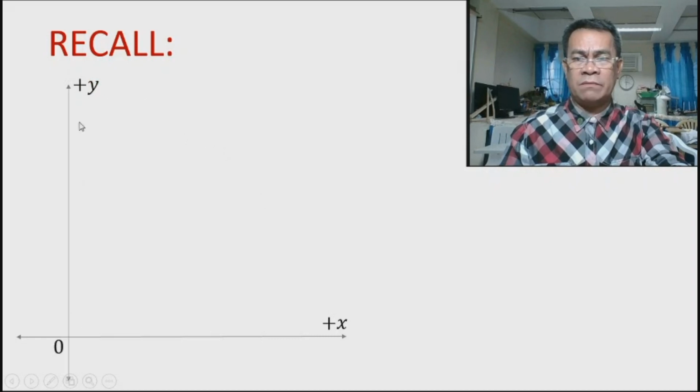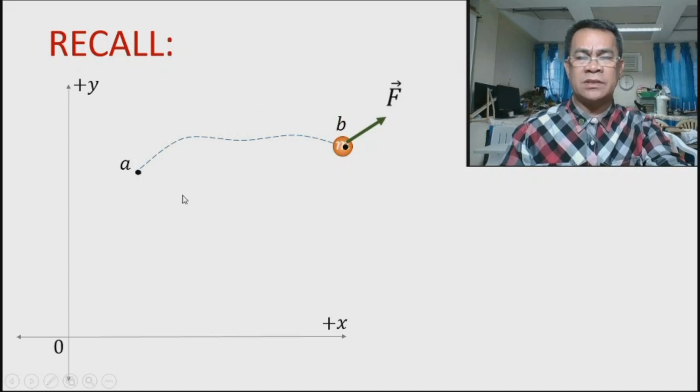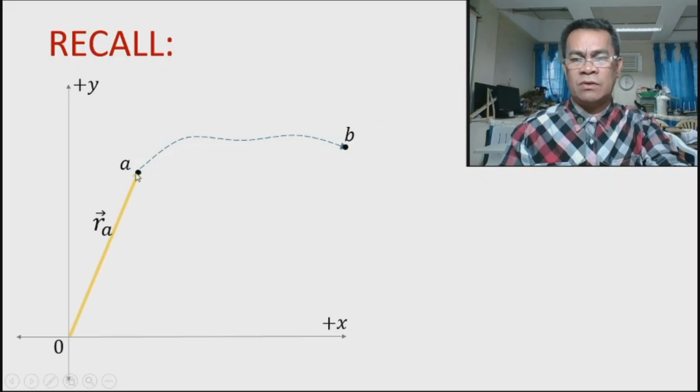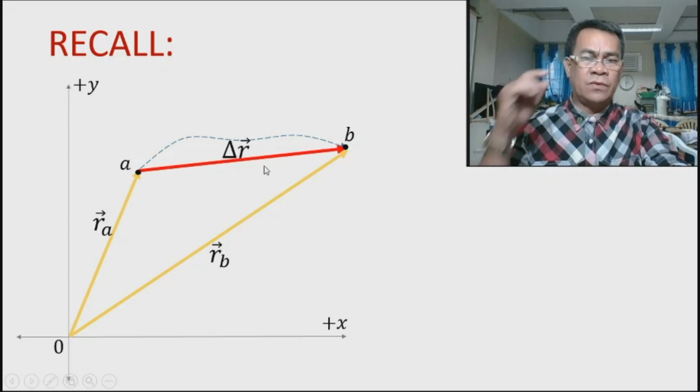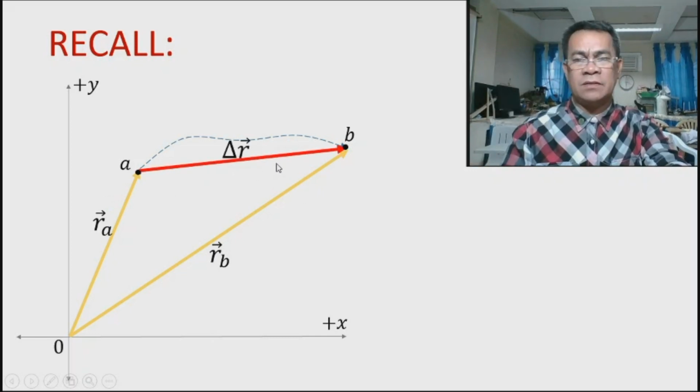So, as usual, we have this Cartesian x and y as a reference point, and the particle moves from point A to point B because we have the applied force. So therefore, the object was displaced from point A to point B. Now, the position of the particle is RA, and we have the final position as RB. So since we have the change in position, work is done on the body.